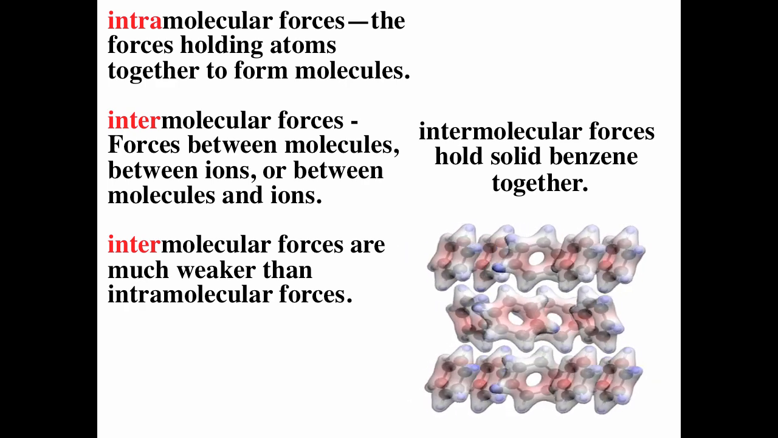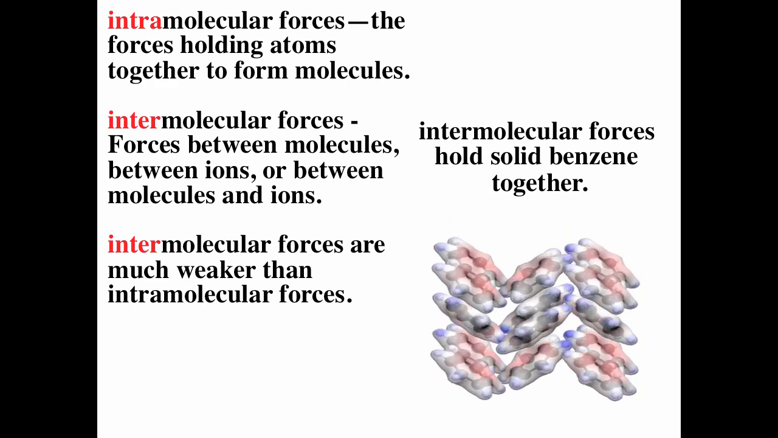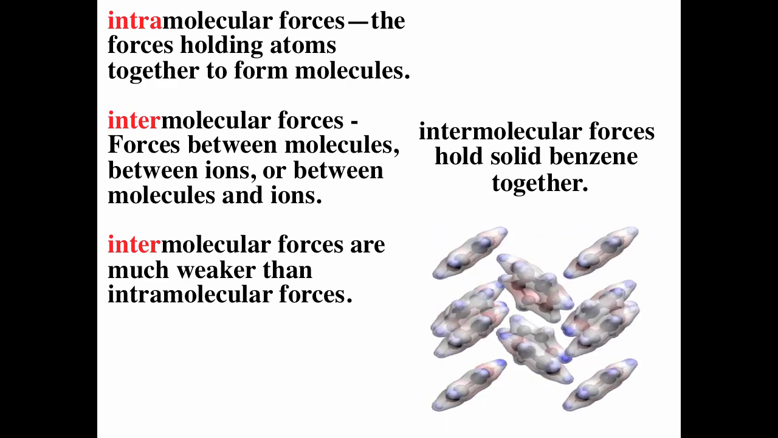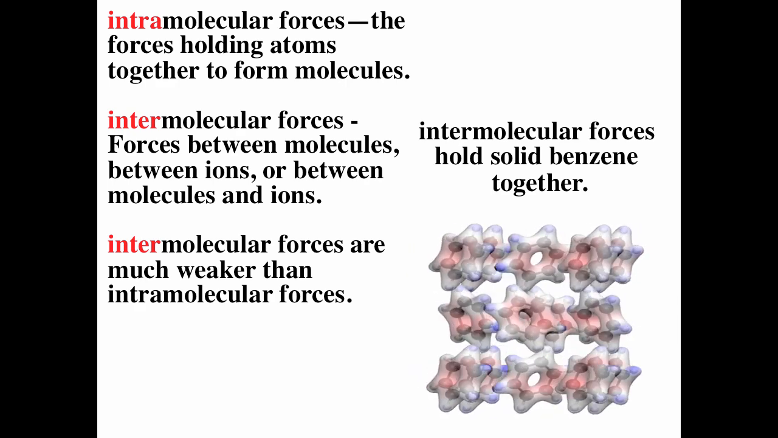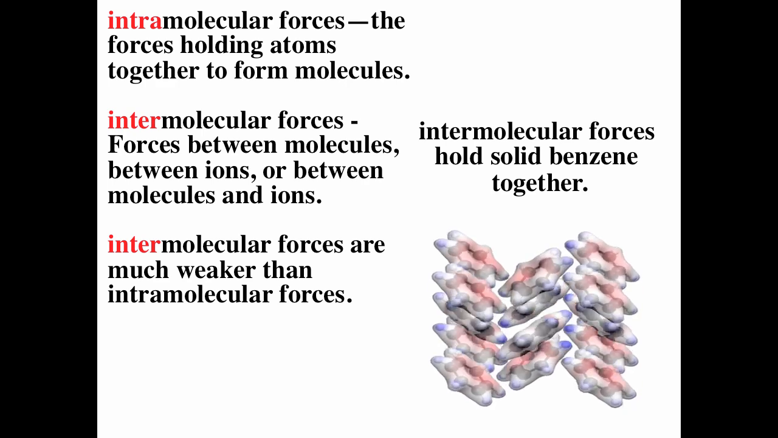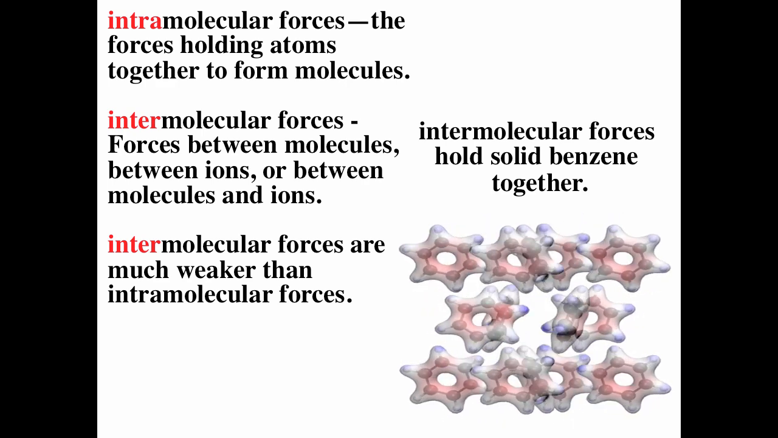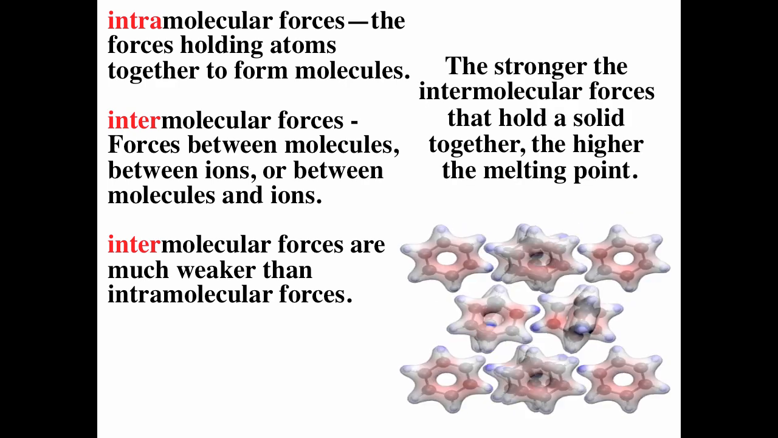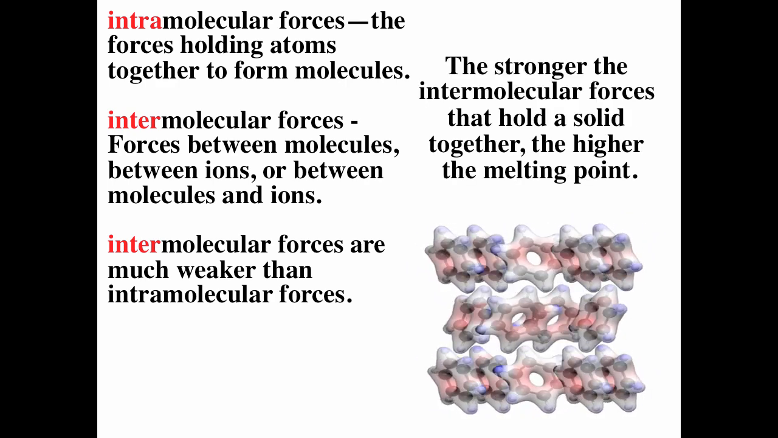Remember, the blue means partial positive charge, the red means partial negative charge. Because benzene has those pi electrons, the faces are partial negative and the edges are partial positive. And so this position optimizes electrostatic attraction between molecules, and that's what keeps the solid benzene together. And so the stronger the intermolecular forces that hold a solid together, typically the higher the melting point.